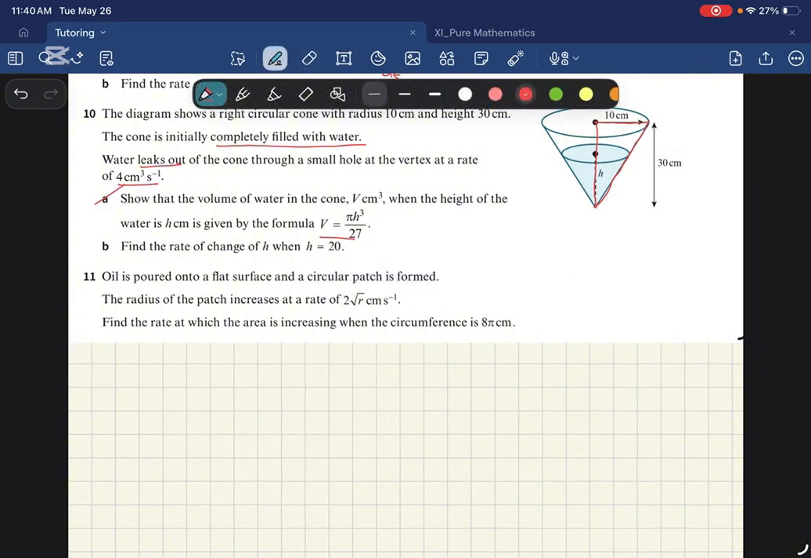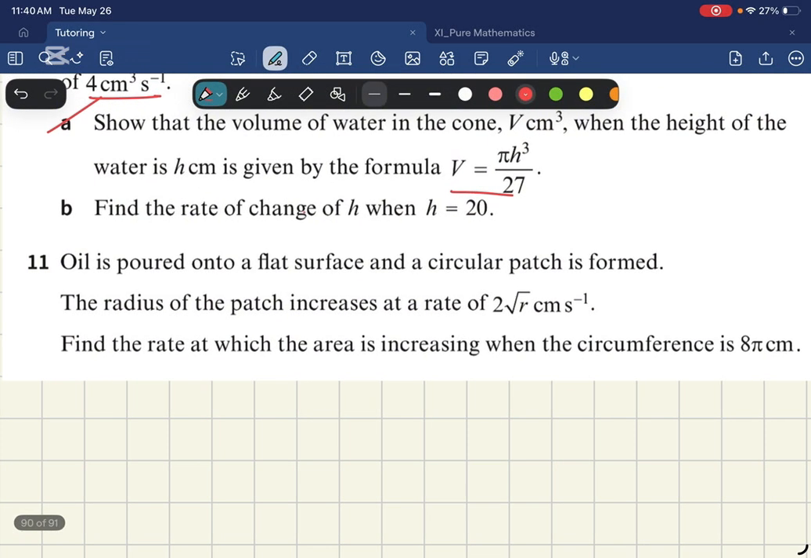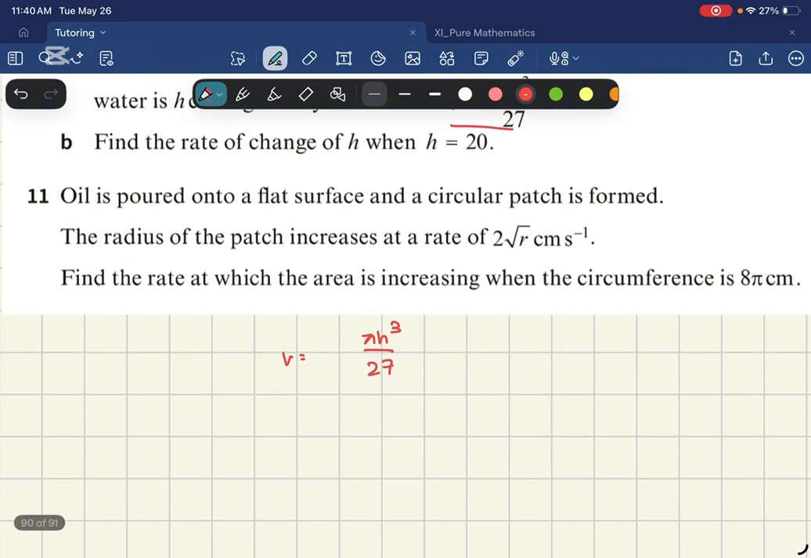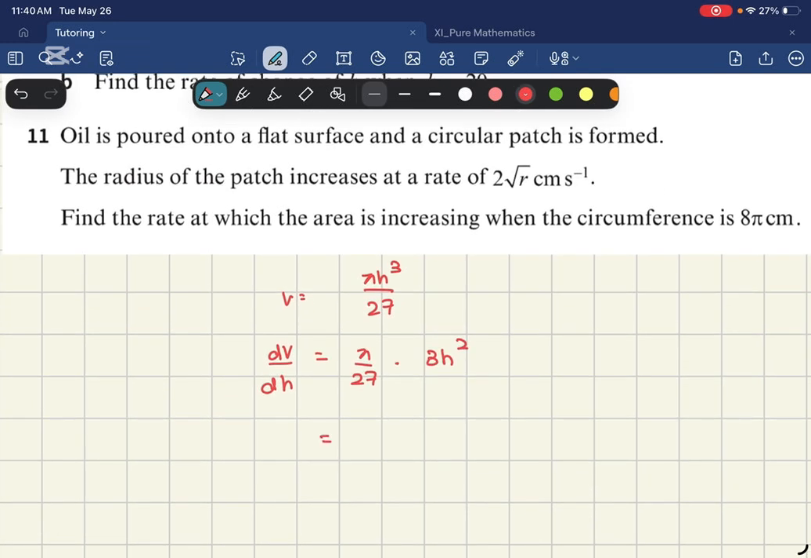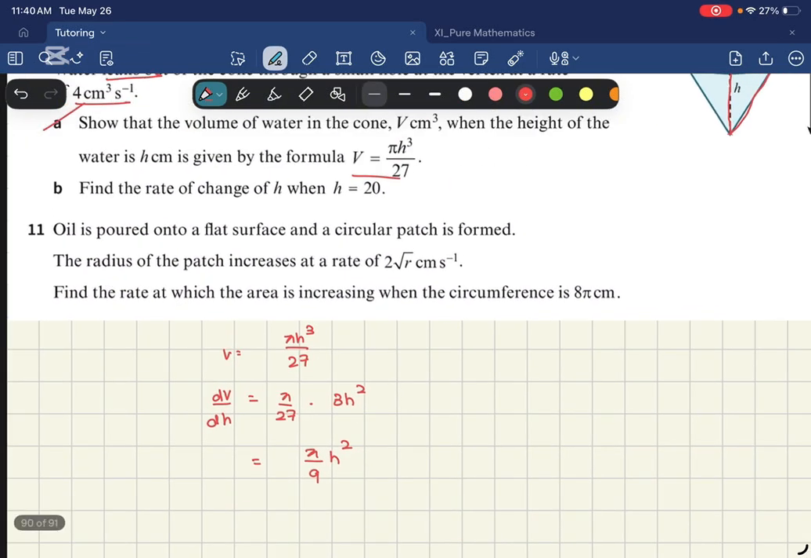Because we are given that, right? So we want to find dh by dt. First of all, V is this, pi h cubed over 27, defined with respect to h. So it's always helpful to find dV by dh. So you have pi over 27, and h cubed, if you differentiate, you get 3h squared. So that is going to be pi over 9 h squared, dV by dh.